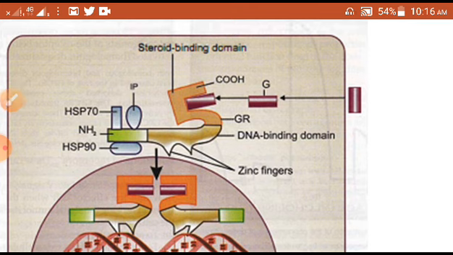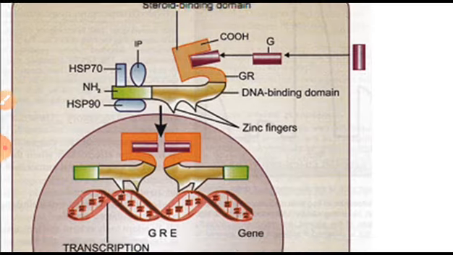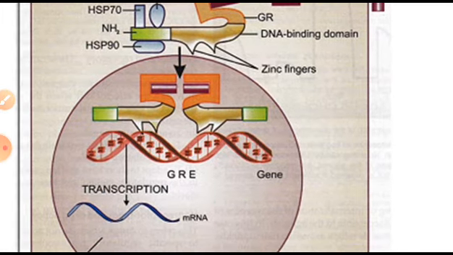So these heat shock proteins: once the glucocorticoid binds with it, and the receptor senses that this is the right agonist to bind with it, the inhibitory control of these heat shock proteins will be removed from it, and the receptor is ready to get activated. So once the receptor gets activated, what will happen?